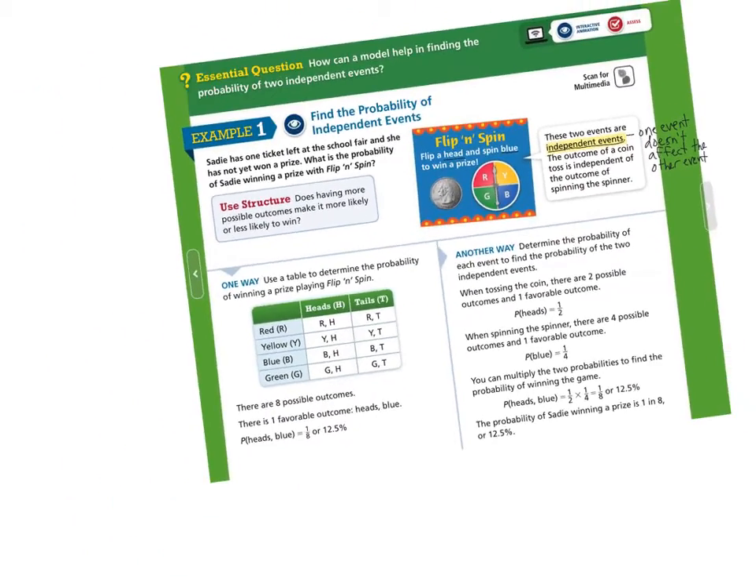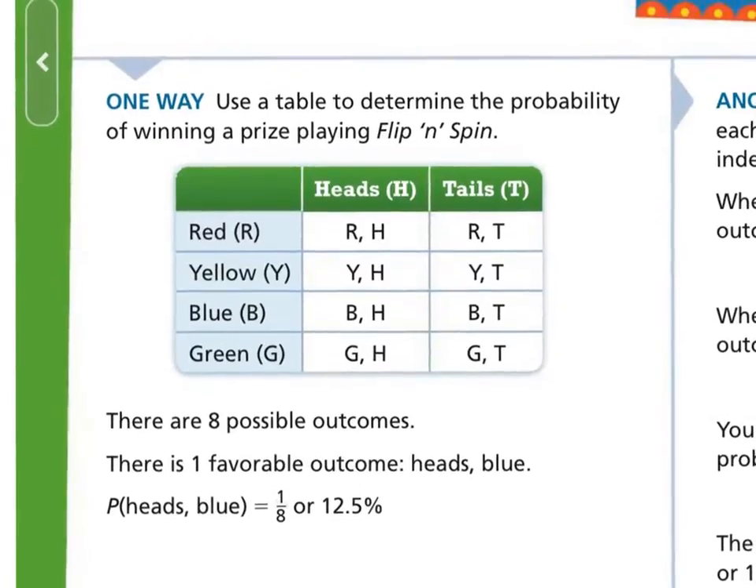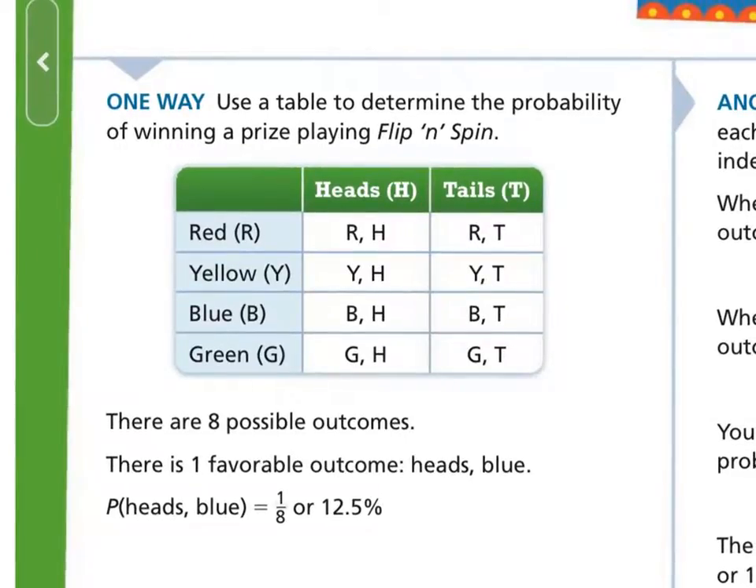So they're independent. So one way we can look at this, they made a table. They listed out all the possible outcomes like we did in the last lesson. And the favorable outcome, which is winning, would be heads and blue. And if we look at this heads and blue, that only happens 1 out of the 8 times. So again, P and then stuff in parentheses, that means in this case probability of heads then blue would be 1/8 or about 12.5%.